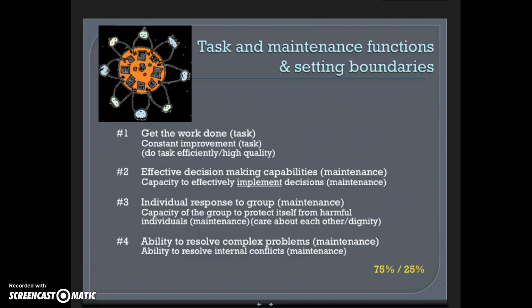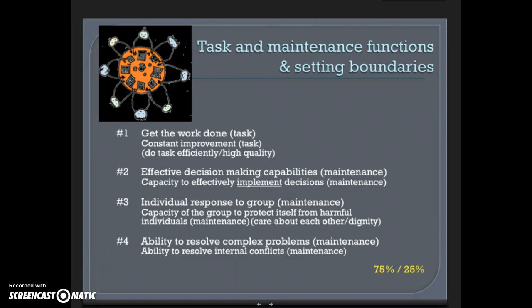Something that's not talked about a lot, and I believe this comes from Bion, is the idea that in groups we have task and maintenance functions, in addition to setting boundaries. Each group is set up, large group, small group, or an organization, if you will, with a task that we need to get done. We're often looking at that task to constantly improve it, and we also want to do the task efficiently and with high quality. In addition to just completing a task, we also have three other areas to look at, and these are all maintenance functions. We need to look at effective decisions: are we able to make decisions as a group, and not only make them, but implement them? These are also known as maintenance activities.